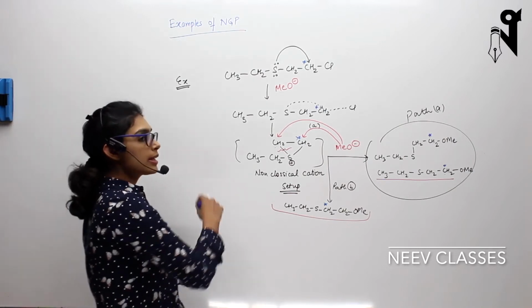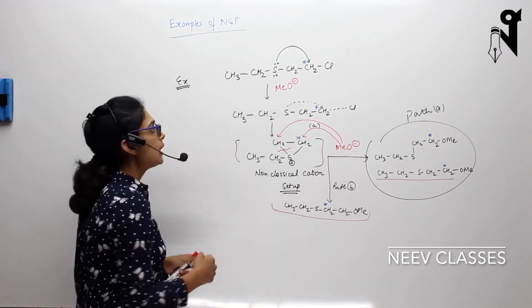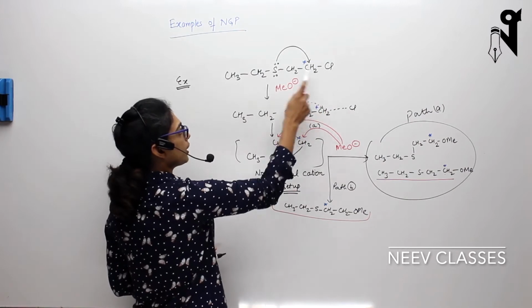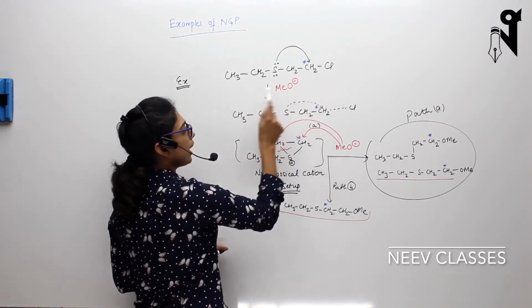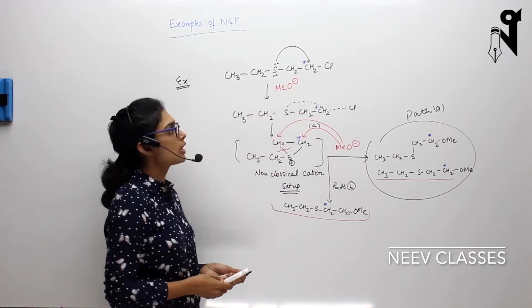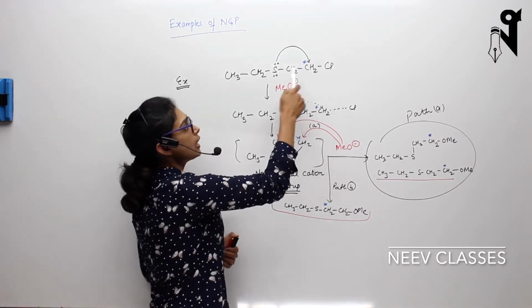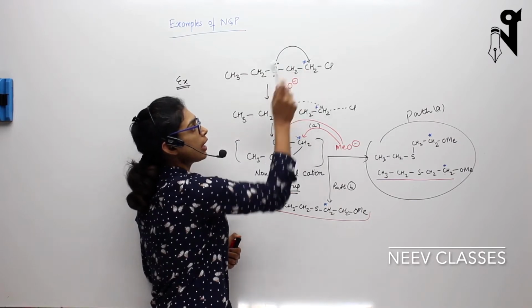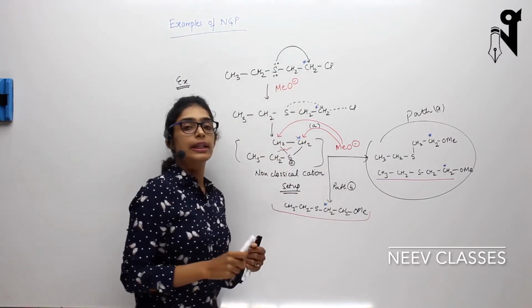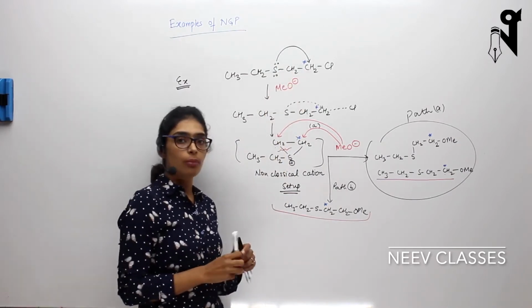Before going to another example, I'll quickly go through the whole thing. So this is the molecule I have taken. I have sulfur and chlorine, and I have the nucleophile in the solution as MeO minus. Now even before MeO minus can attack chlorine, the sulfur internally will attack the carbon in the anti-bonding orbital and will try to form a bond over there.